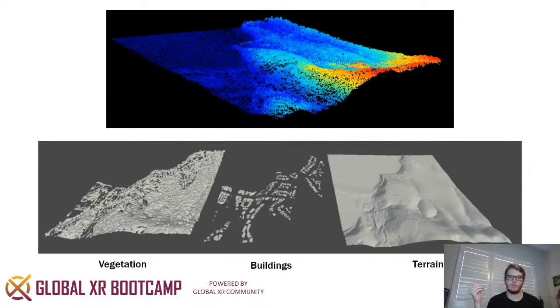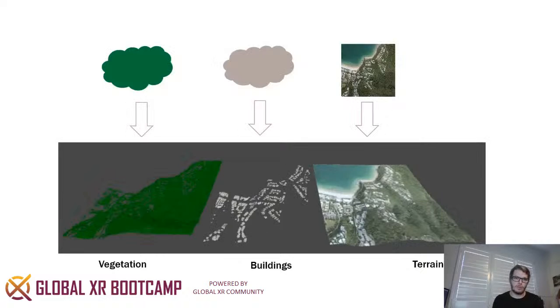It could be vegetation or buildings or terrain, as I've mentioned here. It could also be roads or water or a whole myriad of different ones. So this is great because it means that you can extract different parts, you can visualize them differently, and you can build something like this.